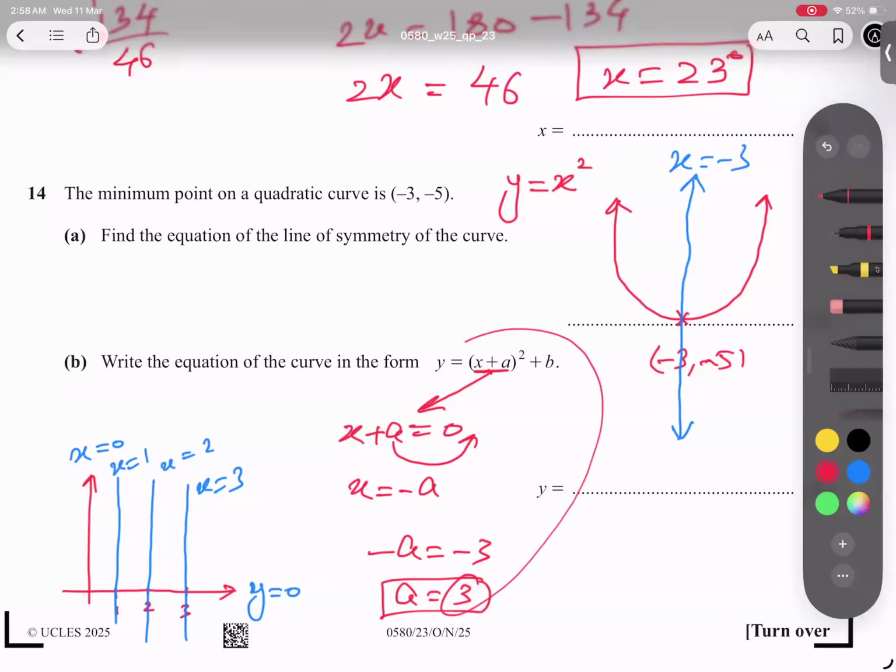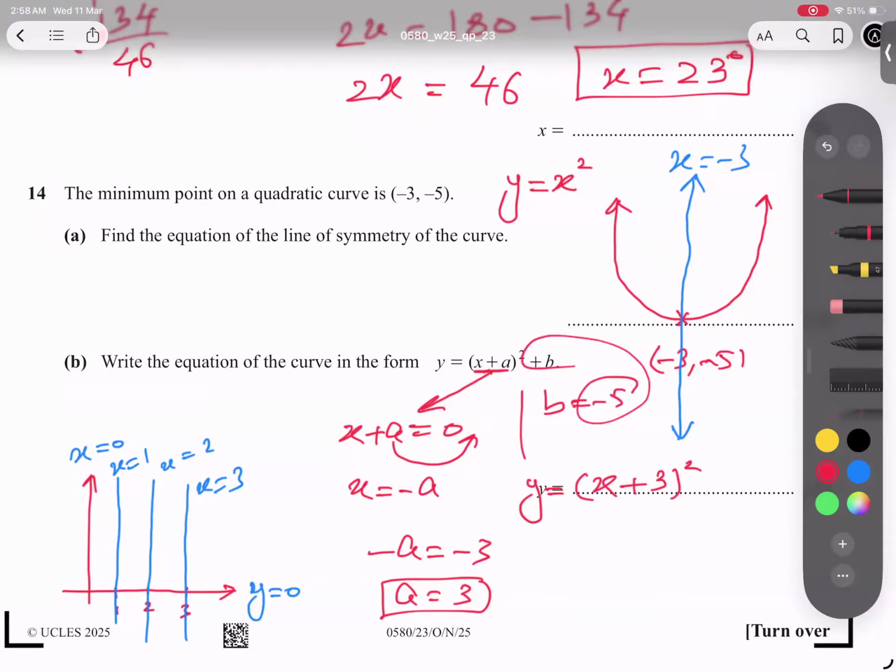So when I plug 3 back into the equation, because I need that form, I'm writing here (x plus 3) whole square, y is equals to, and the number outside is equal to B. Repeat my words, the number outside, B is equals to -5. So that is why this number will go directly outside, and this is my final answer. So this is not hard at all, but this part is a little difficult.